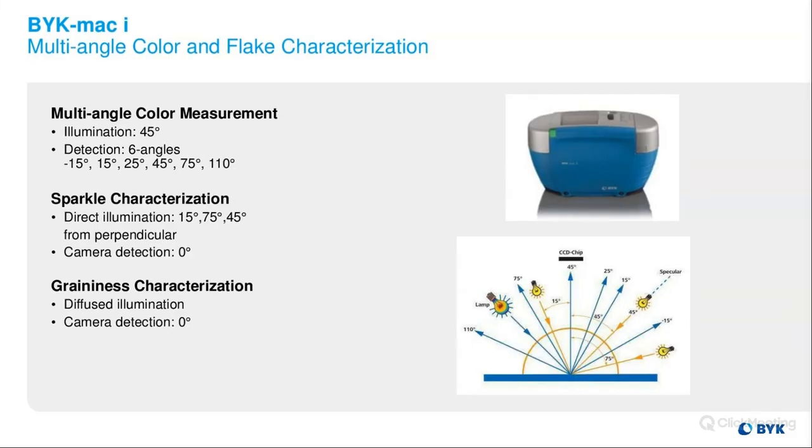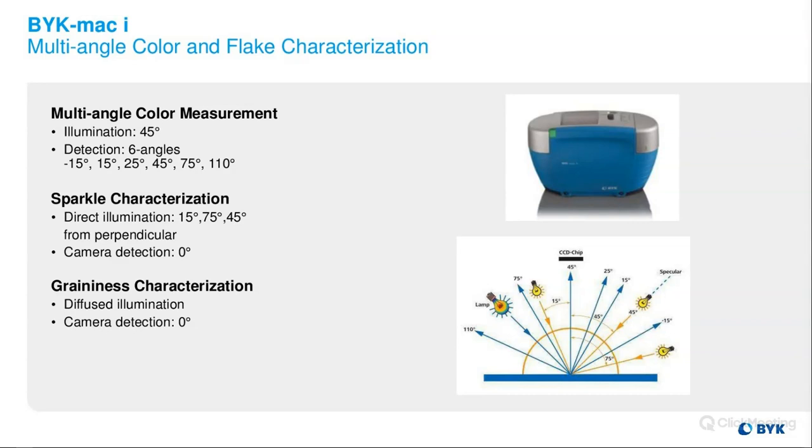So this is the BYK-mac i with multi-angle color and flake characterization. It has an illumination at 45 degrees and then detection angles at 6 different angles. So you have -15 for the pearlescent colors, 15 degrees, 25 degrees, 45 degrees, 75 degrees, and 110. You also have the sparkle characterization I spoke of before. And so with the sparkle characterization, you have 3 degrees there, 15 degrees, 75, and 45.